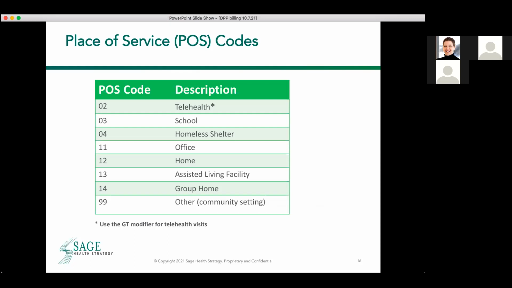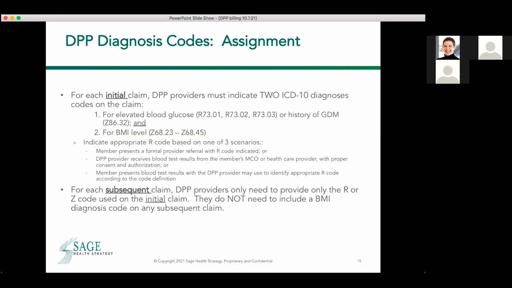Can I go back to the last slide just for a minute to point out that if you're a community-based provider and you're not a clinician, you're authorized to assign an R code based on those 3 criteria in the middle there if a member brings you their blood test results? Yes.